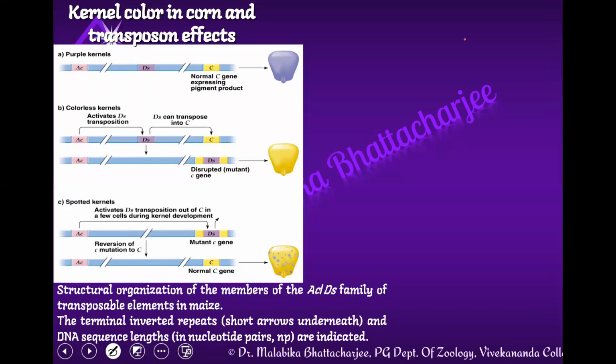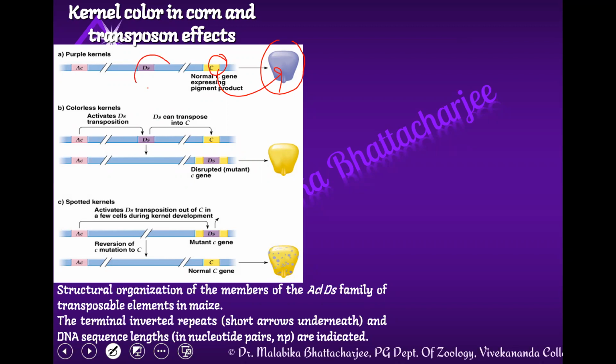And now let's look at what Barbara McClintock saw. Look at the color of this corn. This is a purple colored kernel. Now you can see that the color is coded by a C gene. And the purple color is the normal color, as has been shown here in this figure. The purple color is the normal color.